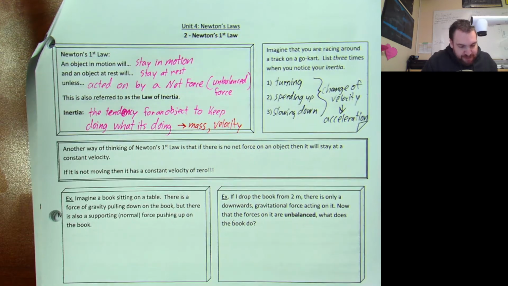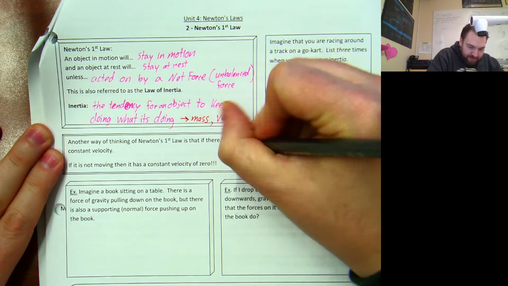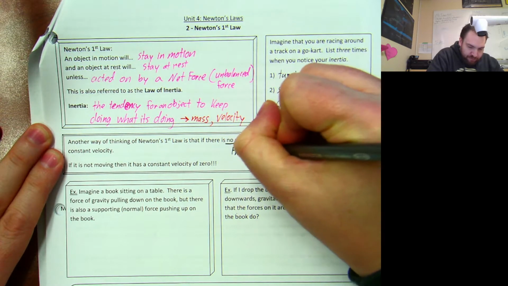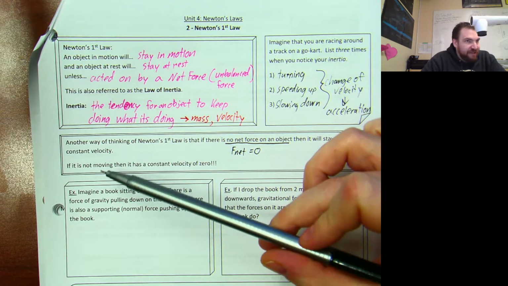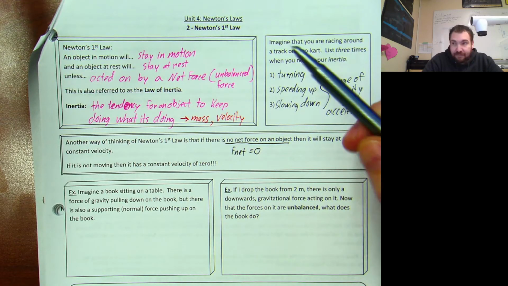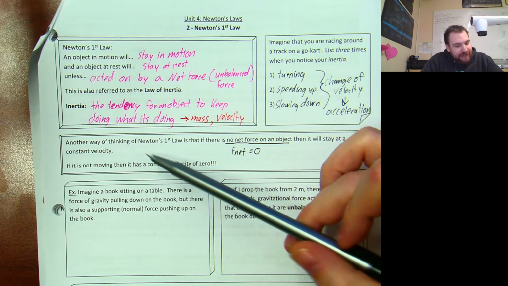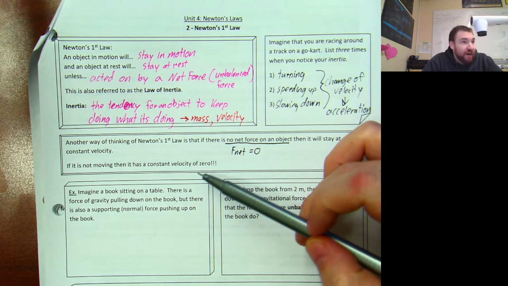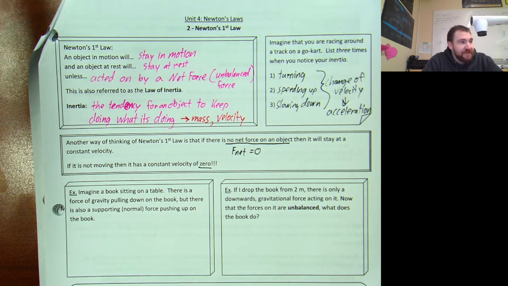Another way to think of Newton's first law is that if there is no net force on an object, so if F net equals 0, then your object's going to stay at constant velocity. And if your object is already not moving, that constant velocity is 0. Objects that are at rest are also at constant velocity. It just happens to be constant no velocity, 0 velocity.